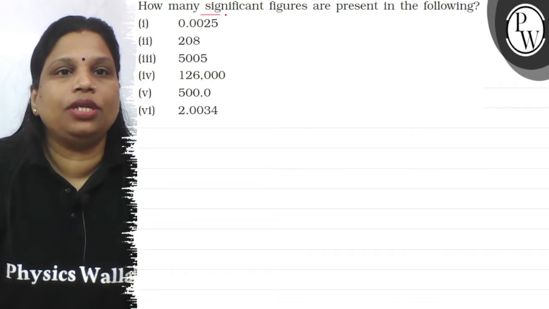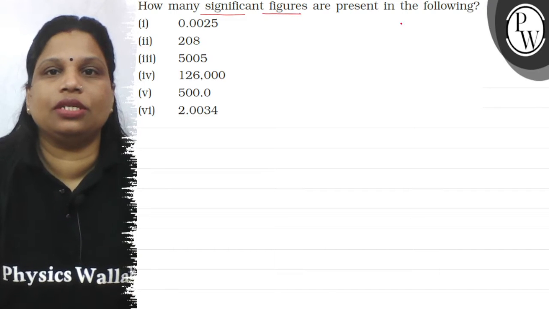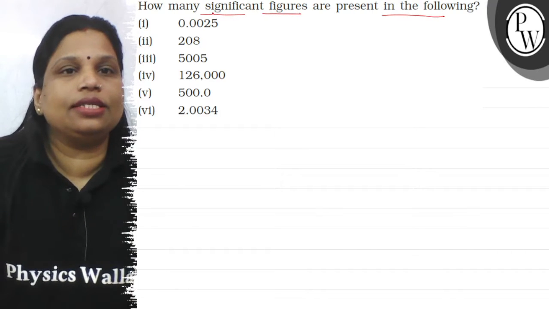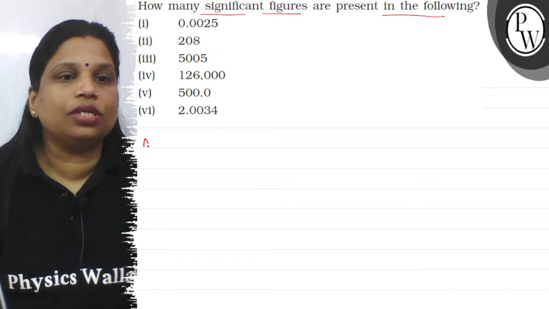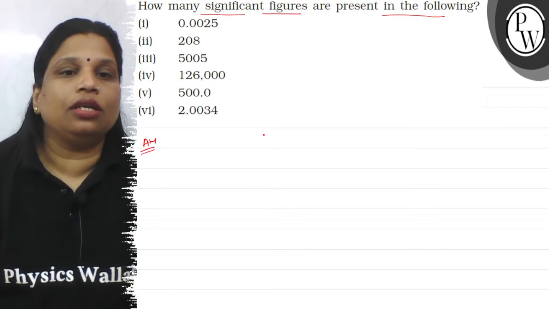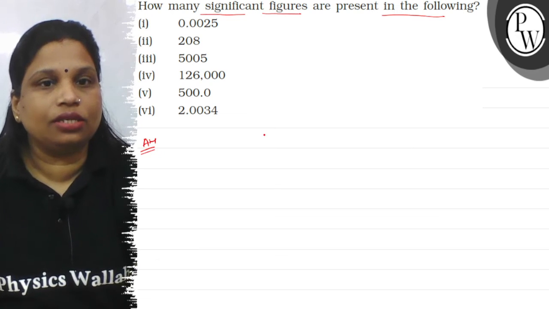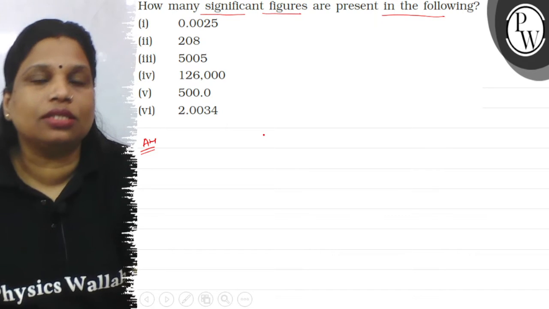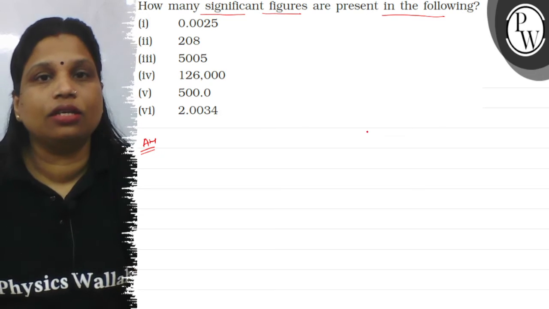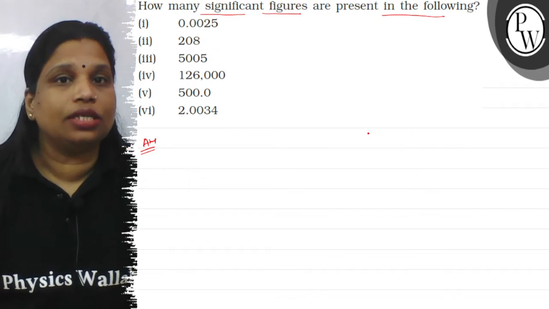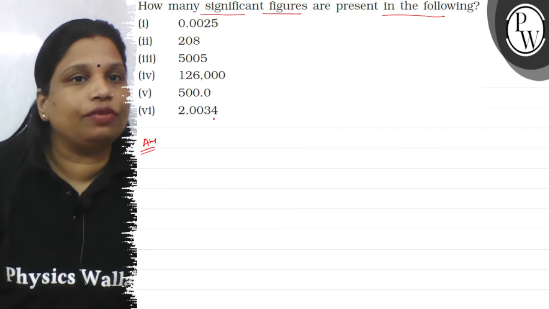The question says, how many significant figures are present in the following? These are the values, and we have to find out the number of significant figures. So bachcho, what is a significant figure? It is the number of digits present in a number, including the last digit whose value is uncertain. That is called a significant figure, and there are some rules to find the significant figures, and in each case I will discuss them.